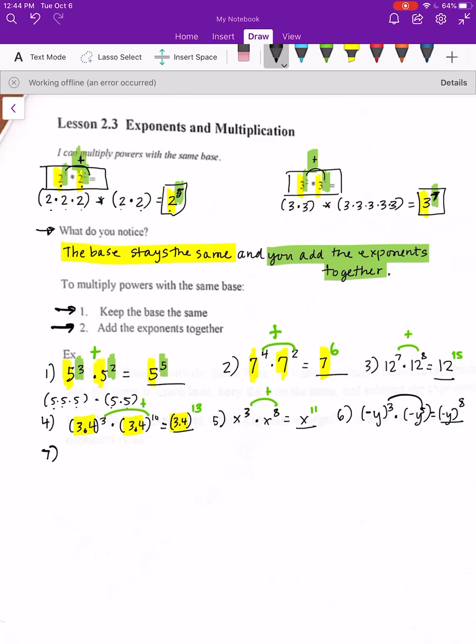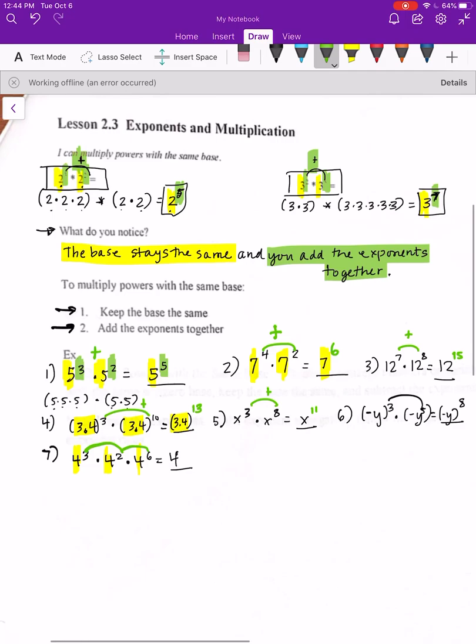Okay? All right, so let's take it up a notch. What would happen if I had 4 to the 3rd times 4 to the 2nd times 4 to the 6th? Uh-oh, I have 3 of them. Still doesn't change much. This is our base. They're all the same, 4, 4, and 4. So my base would be 4. And then my exponent, what I'm going to do now is I'm just going to add 3 numbers. 3 plus 2 plus 6. Well, 3 plus 2 is 5, and 5 plus 6 is 11. So it'd be 4 to the 11th power.